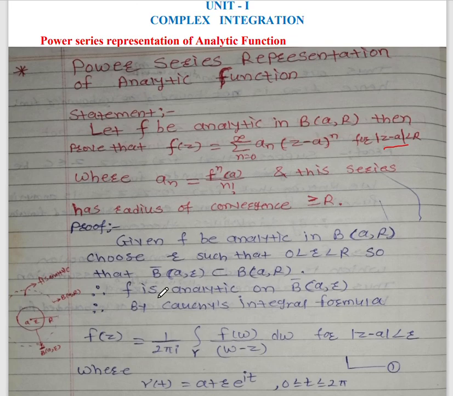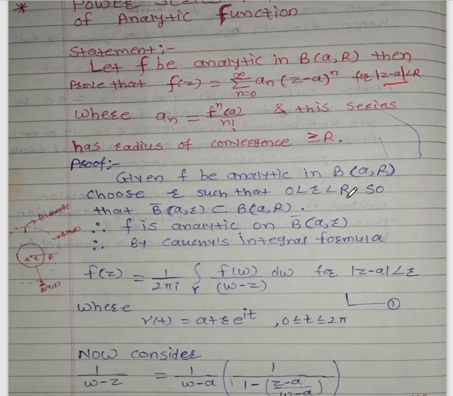Now we will see the proof of this theorem. What is given? f is an analytic function in an open circle whose center is a and radius is capital R. So this is the outer circle and this is the inner circle. This is the open circle and this is a closed circle. f(z) is analytic in this open circle, and this is the boundary of the outer circle.